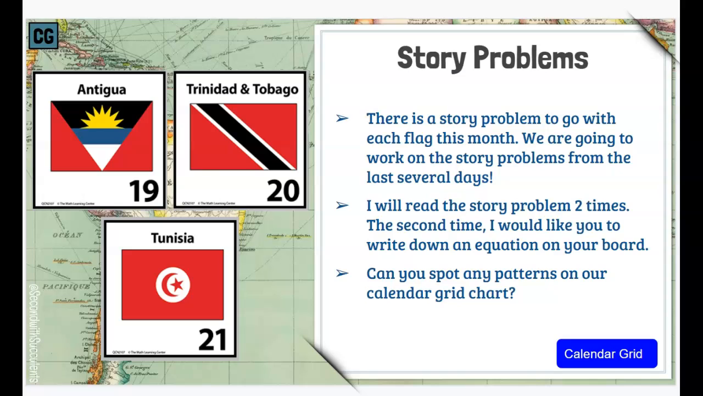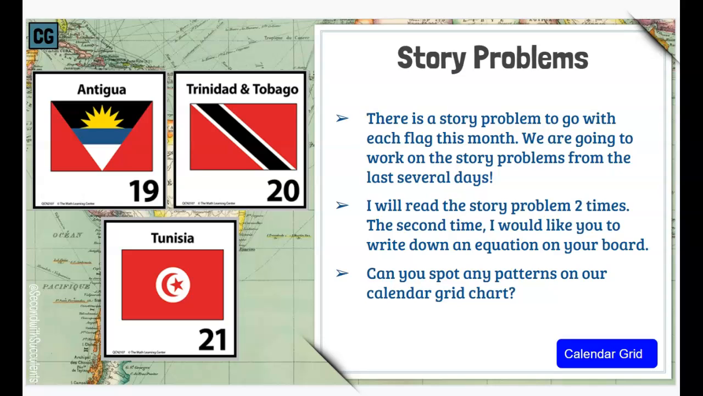We will be looking at 3 new calendar markers today. There is a story problem to go with each flag on the calendar markers. We will work to solve the problems from the last several days. Remember, I read the story problem 2 times. The second time I read the problem is when I would like you to write an equation to represent the problem on your whiteboard. Then we'll work to solve it. When we're done, we'll have a look at some of the patterns we're noticing on our calendar grid.